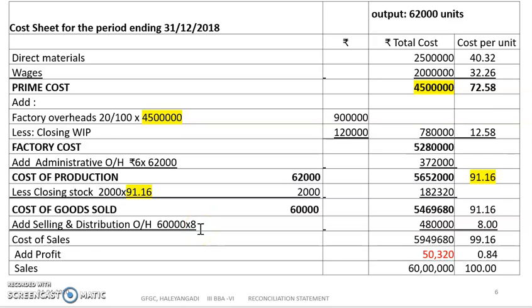Now coming to another important adjustment. See, you had 62,000 units. In that, 2,000 units is closing stock, which means it is not sold. Okay, it is there in the stock. So what is your sales? 60,000 units, which is also given in the question. Please remember, selling and distribution expenses are incurred only on the goods sold. So sold is 60,000.